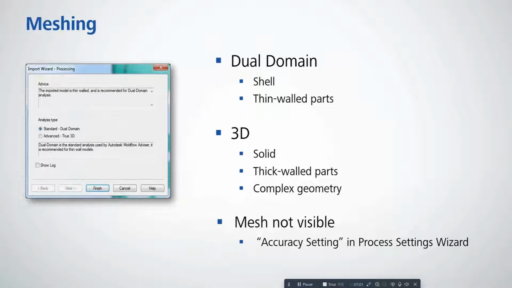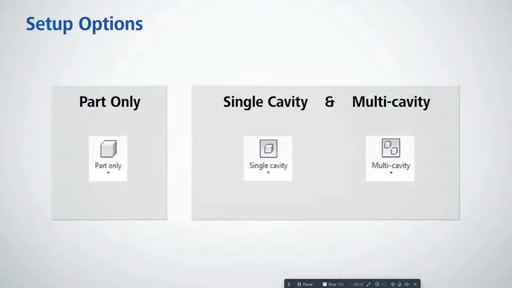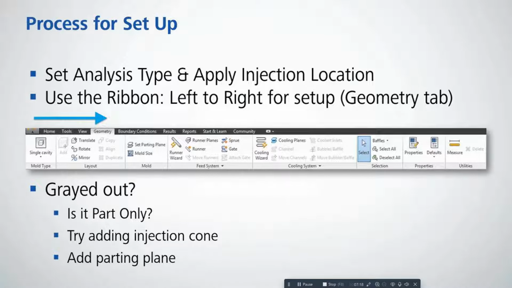Then you have the 3D solid thick wall parts, complex geometry. Then you have mesh not visible, accuracy setting in process settings wizard. Then of course you have the setup options, the part only, the single cavity and multi cavity respectively. Then process for setup, set analysis type and apply injection location. This is very important. You need to set the injection location when you are producing simulation under the software.